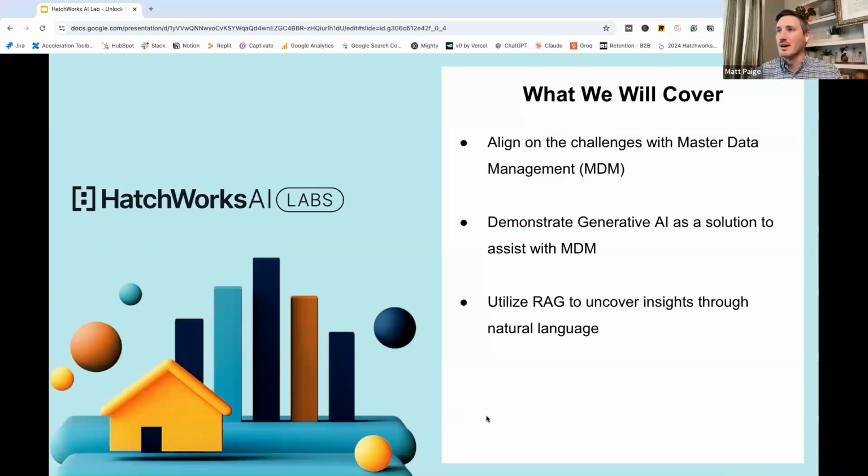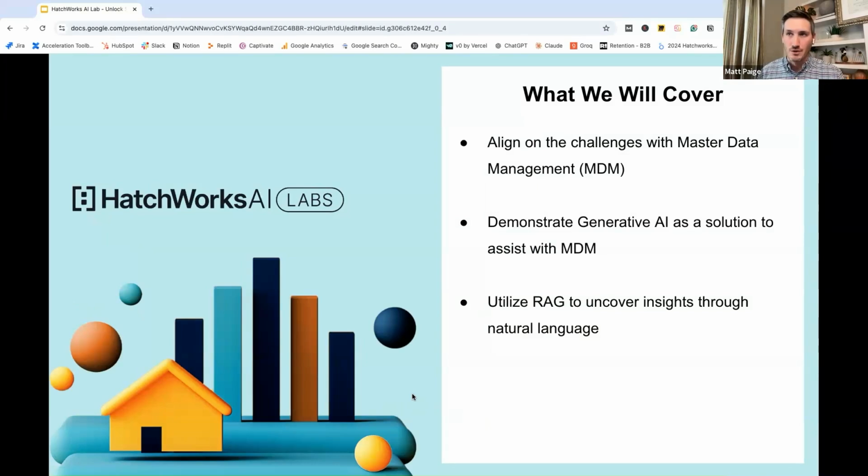All right. So what we're going to cover, like I mentioned earlier, is some challenges with MDM, demonstrating Gen AI as a solution to assist with MDM, and utilizing RAG to uncover some insights. Ideally, we're not jumping through a bunch of PowerPoint. We're actually getting into showing off a POC, answering any questions you have. So feel free to drop questions in the chat. We'll answer some of those potentially during the session, and then we'll obviously have a Q&A at the end.